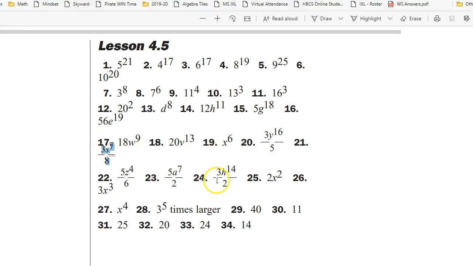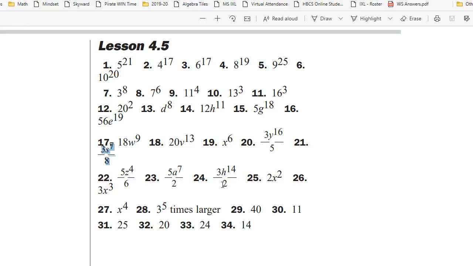Number 24 is 3h to the 14th power in the numerator, dividing by 2. And then on the back, you had to do number 26. Number 26, you should have gotten 3x to the 3rd power. Number 29 is 40. 30 is 11. 32 is 20. And 33 is 24.